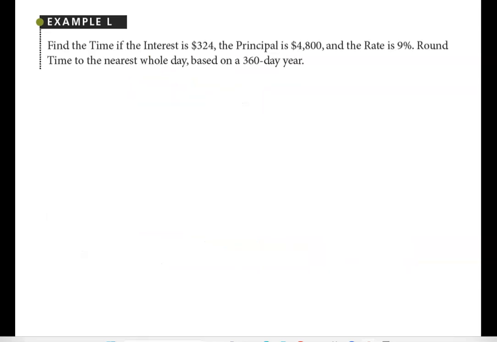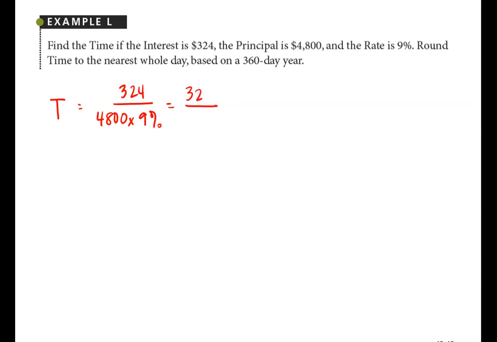Let's do the final example, which is calculating time. We have our interest amount of $324. My principal is $4,800. And my rate was 9%. So this still gives me 324 as my numerator. My denominator is $432. And this is going to give me 0.75.